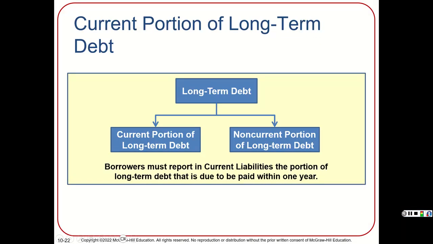Then when the second date comes around, the second concert, they are going to recognize the revenue again, the remaining revenue of $400,000, and then the remaining sales of $400,000.